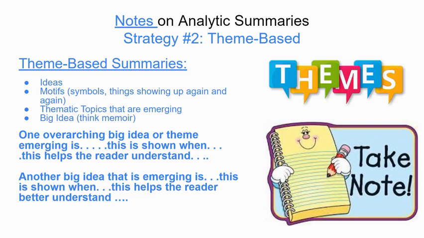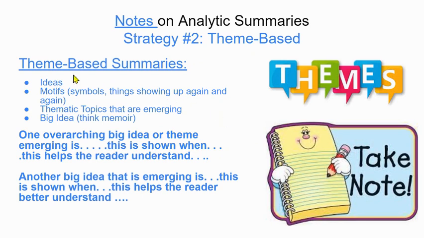The second strategy is called a theme-based summary. You already did character-based, now it's time to do theme-based summary. Theme-based summaries are summaries of the story that have to do with ideas, motifs, that means symbols, things showing up again and again, thematic topics, and the big idea. Remember back to memoir.